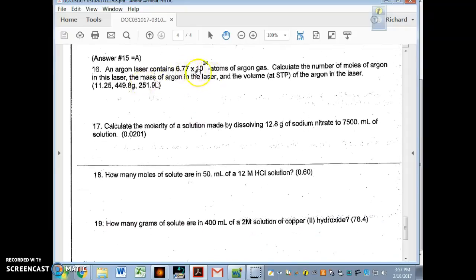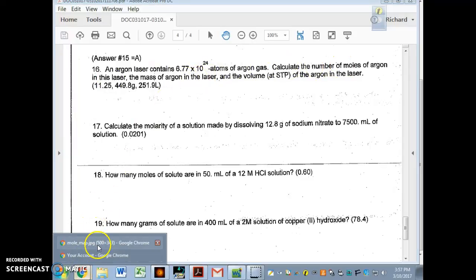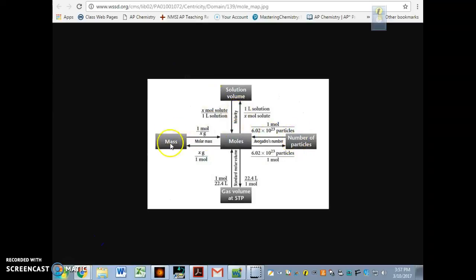An argon laser has 6.77 times 10 to the 24th atoms of argon in it. Calculate the number of moles of argon, the mass of the argon, and the volume of the argon. This time I'm going to convert it to moles, get that answer, and then branch off. We go from atoms of argon to moles of argon, then to grams, and then to liters. We divide by the molar mass, multiply by 22.4 per liter, and multiply by 6 times 10 to the 23rd.